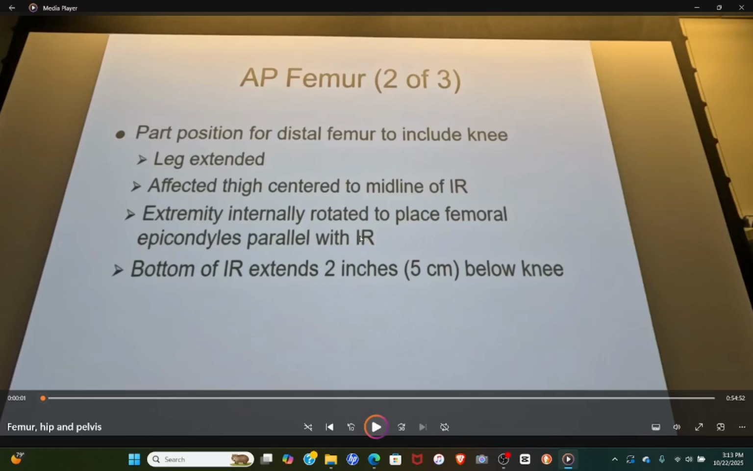So the difficulty that we have in imaging the femur is that the anatomy is so long that we can't fit it on an image receptor lengthwise. And where we could use the image receptor and place the anatomy on the image receptor from corner to corner in the tib fib, we don't have that luxury in the femur.